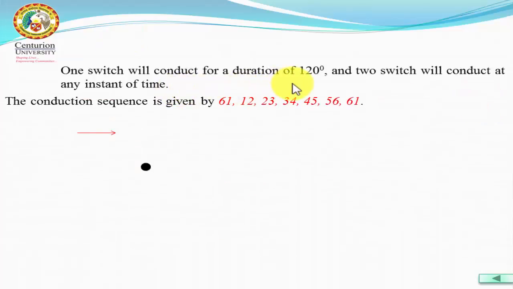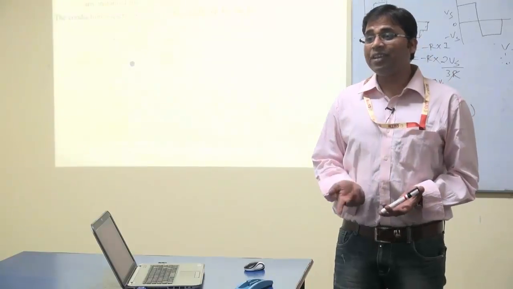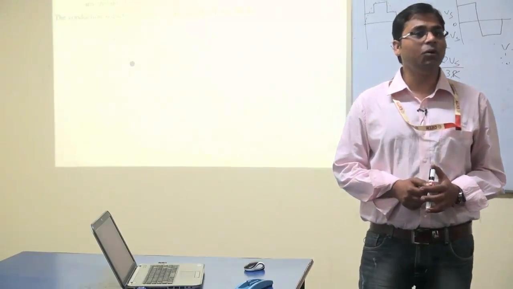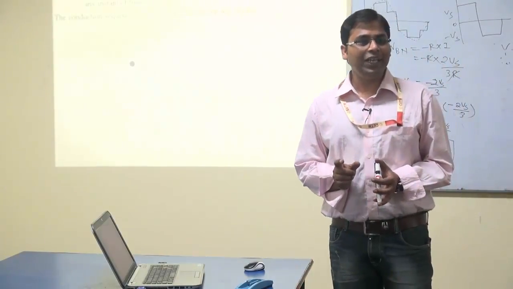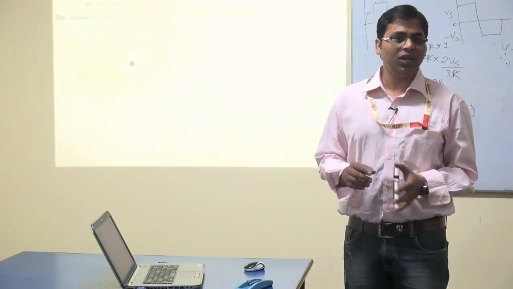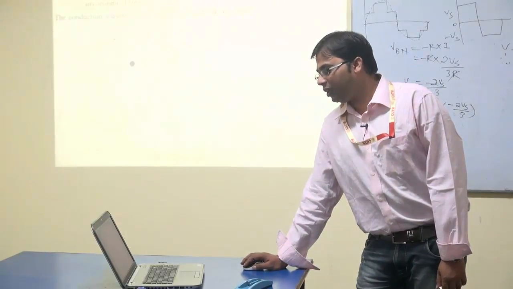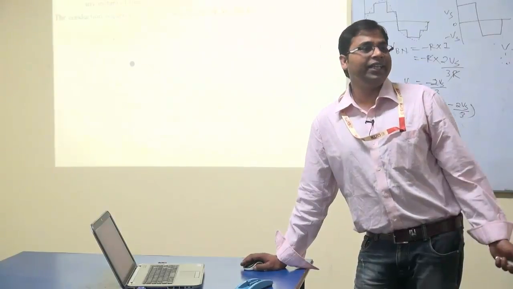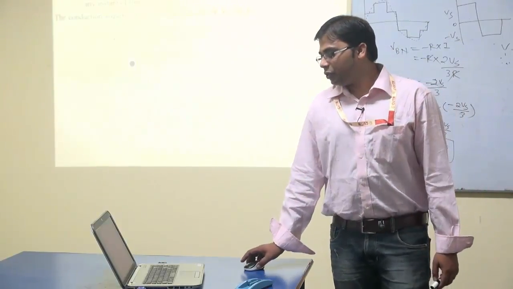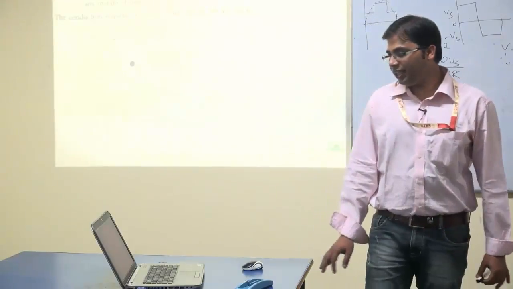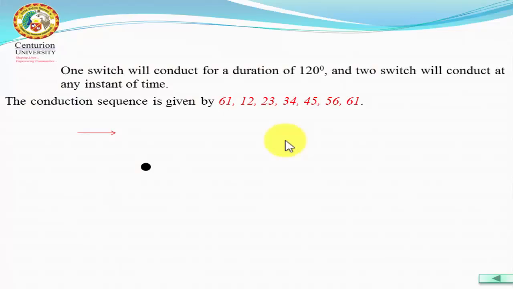So one switch will conduct for a duration of 120 degrees. So what about the next 60 degrees? Nobody is conducting for the next 60 degrees. You will get 0 voltage for the 60 degree duration. For a particular cycle, you will get 0 voltage. So one switch is conducting for 120, and 2 switches will conduct at any instant of time. So the conduction sequence is 6 1, 1 2, 2 3, 3 4, 4 5, 5 6 and 6 1. So it is repeating thereafter.